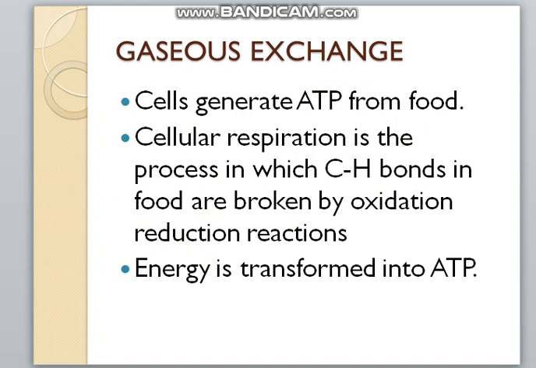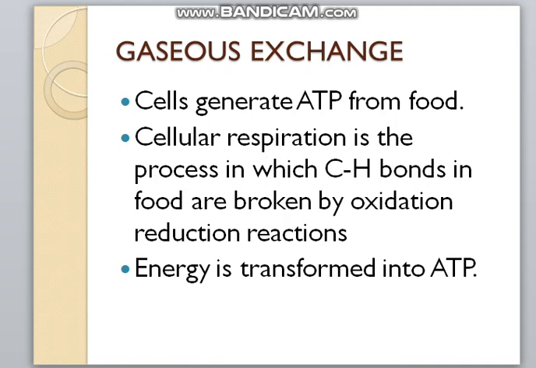Now, in grade 9 we studied how cells generate ATP from food. In the chapter on bioenergetics, we studied how cells produce ATP when glucose is oxidized, releasing energy in the form of ATP. Whenever glucose is oxidized, it produces carbon dioxide, water and energy. That was the process of respiration, as you studied in aerobic and anaerobic respiration.